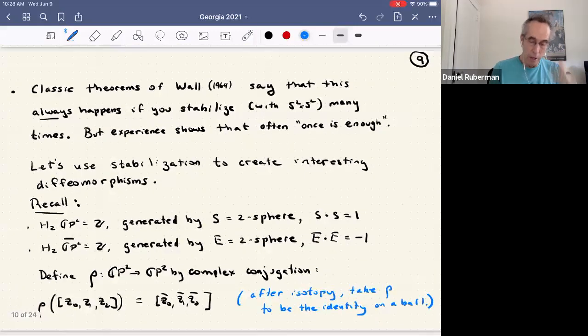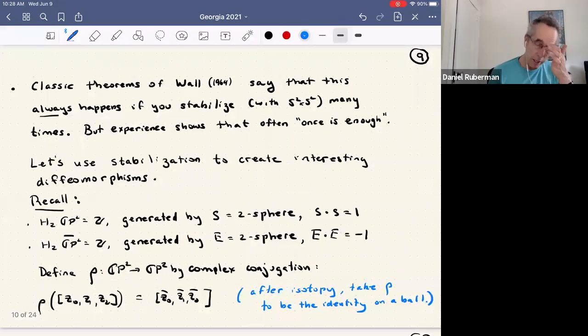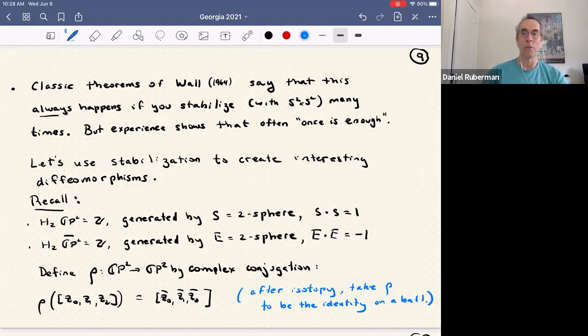Amazing theorem from Donaldson. By the way, it's an important observation and really a classic theorem of Wall, well worth reading if you haven't read those papers of Wall from the mid 60s, that in fact this stabilization always happens if you stabilize with S2 cross S2 some number of times. Of course, the tricky part about Wall's theorem is it doesn't specify the number of times you have to stabilize. But as I was saying above, experience shows that in many cases once is enough. In other words, one stabilization is enough.